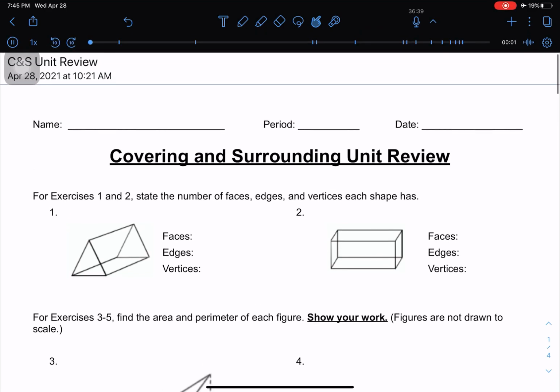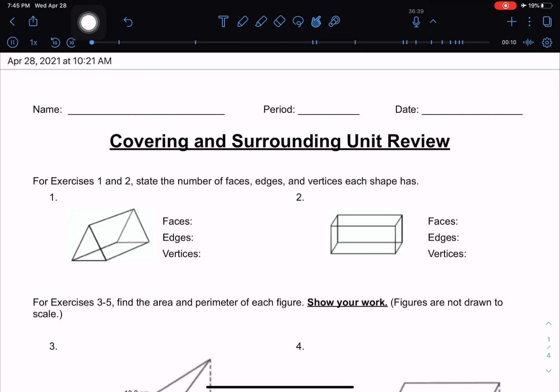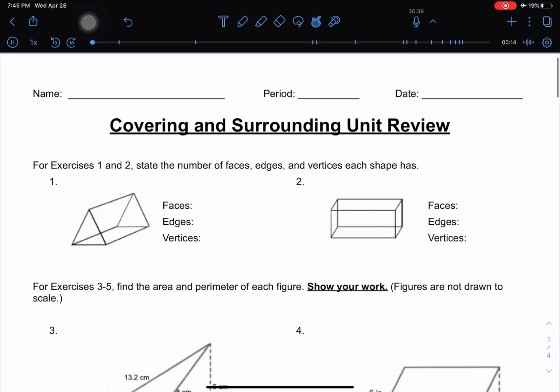Hey there everyone, welcome to the Covering and Surrounding Unit Review. At this point you should have already completed the review, so if you have not done so, make sure that it is completed before you go ahead and look at this video. Make corrections after you're done with it and use this video to study.